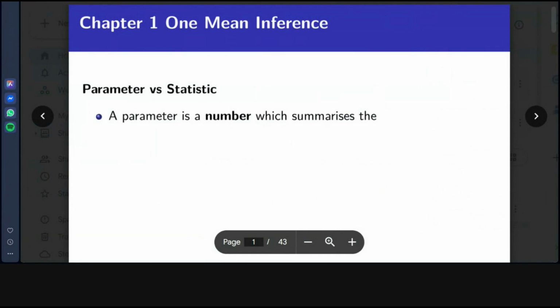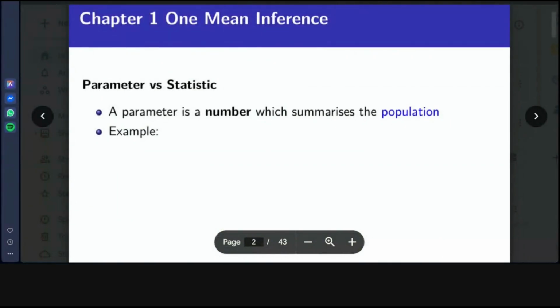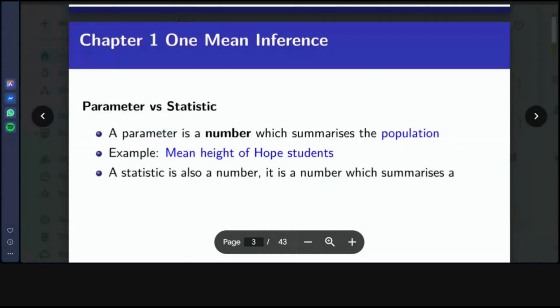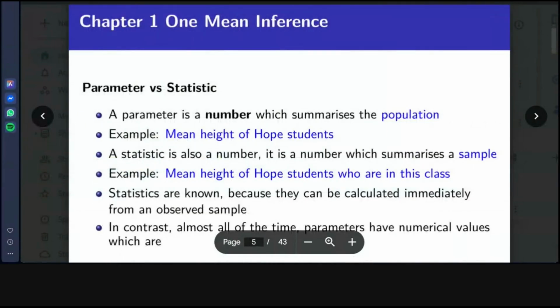So we look at chapter 1 now, and we're doing a quick revision of these very important definitions. So parameter is a number which summarizes the population, P with P. Example, a mean height of Hope students would be an example of a parameter. It involves all Hope students, and the number that we're interested in is the mean height. Statistic is also a number. It's a number which summarizes a sample, and an example would be the mean height of students in our class.